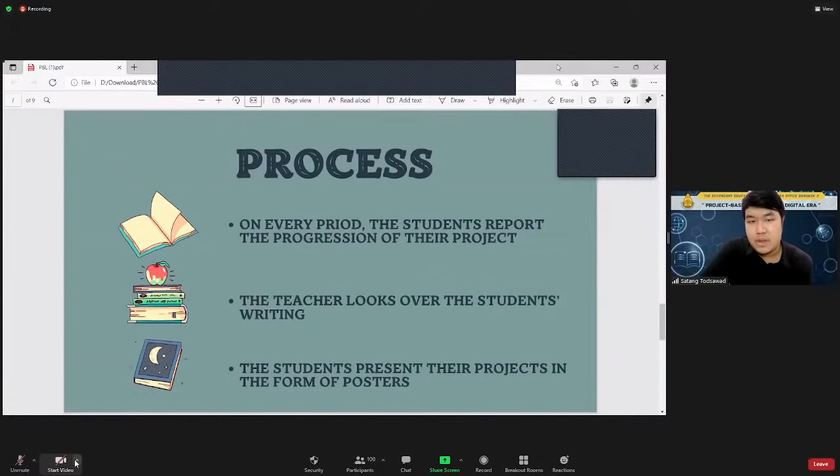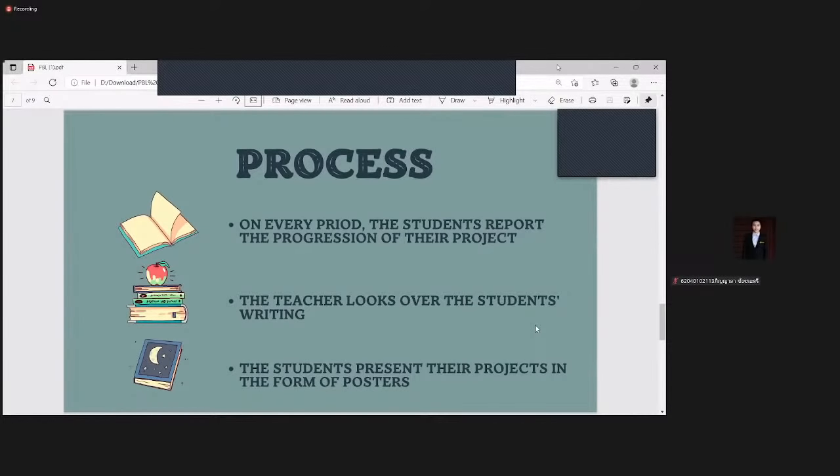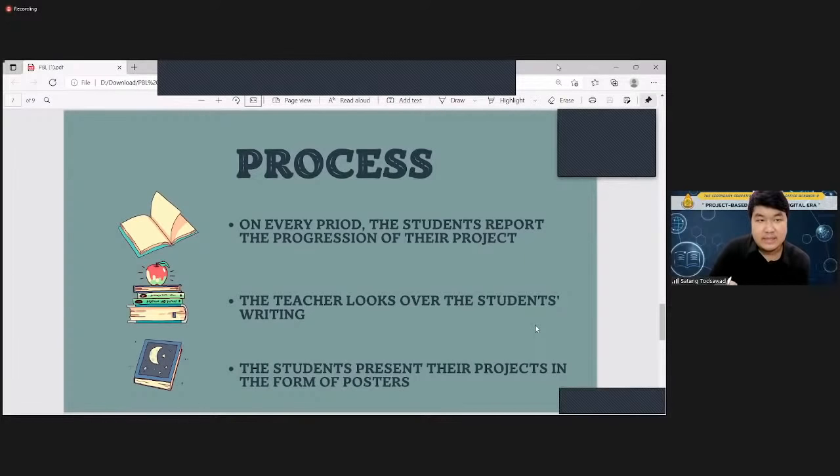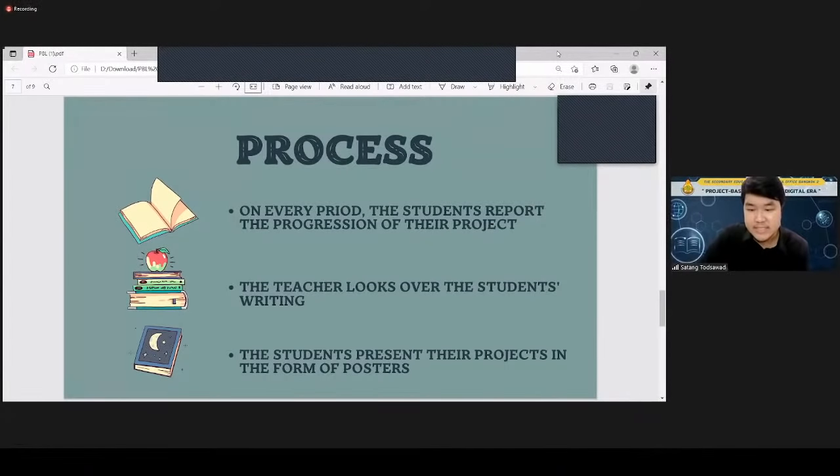Next, in every period, the students report their progress on the project. Then the teacher looks over the students' writing, and the students present their project in the form of a poster. As you can see, my mini PBL is not that complicated like the previous project that you have seen, but I just use the process of PBL to create activities in my class.